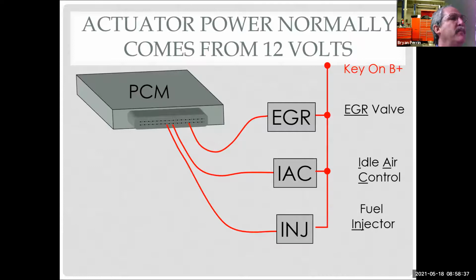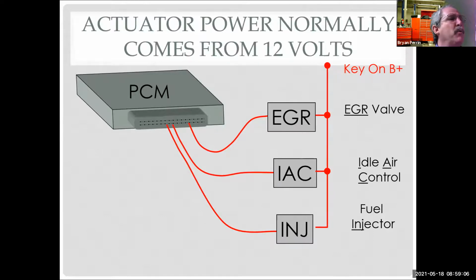So actuator power normally comes from 12 volts. Almost all actuators from all manufacturers work on 12 volts. There are very few exceptions. I can think of one, and it happens to be on a Dodge diesel. So pretty much universally, these work on 12 volts.